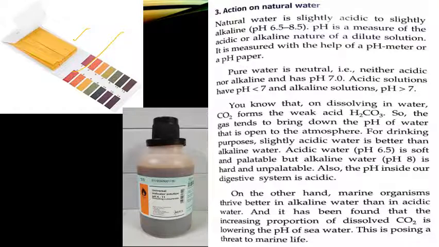Acidic solutions have pH less than 7, that is, if it is showing pH from 1 to 7, it will be acidic, and if it is showing pH more than 7, like 8, 9, 10 up to 14, it will be basic. You know that on dissolving in water, carbon dioxide forms the weak acid that we have seen, carbonic acid, which has the formula H2CO3. So, the gas tends to bring down the pH of water that is open to the atmosphere.